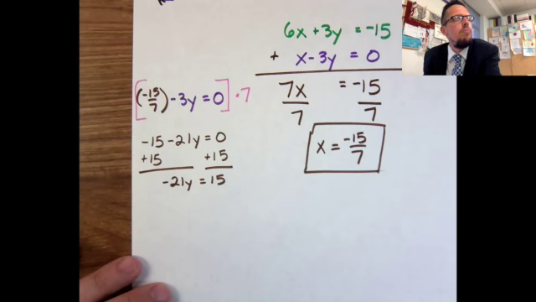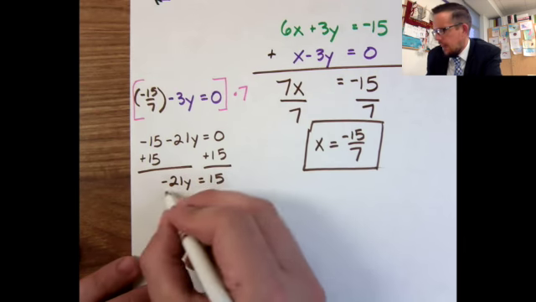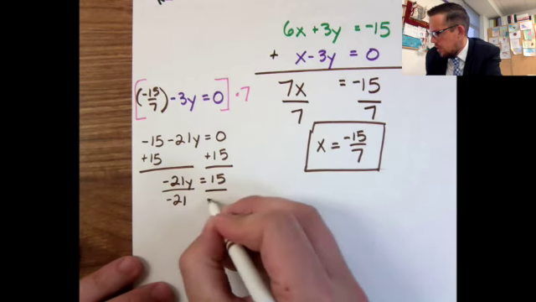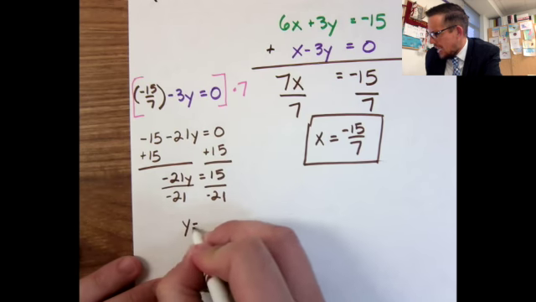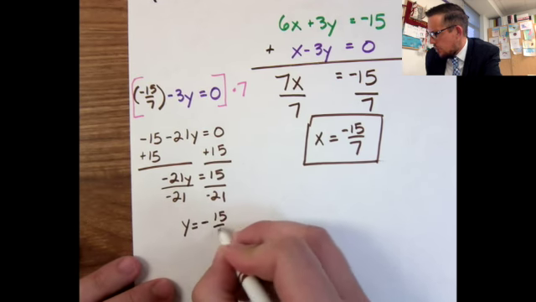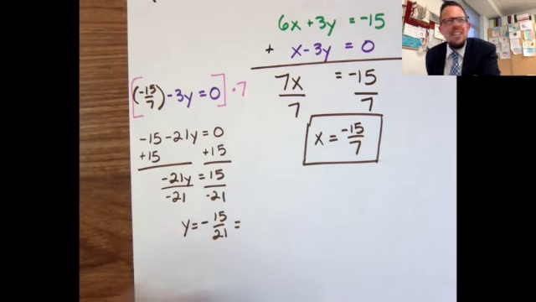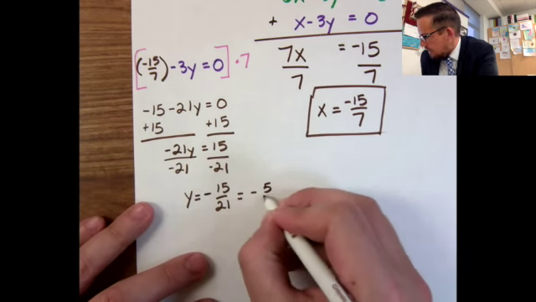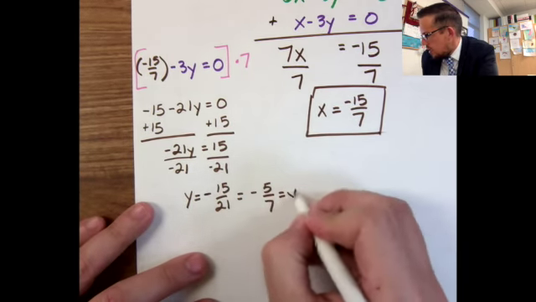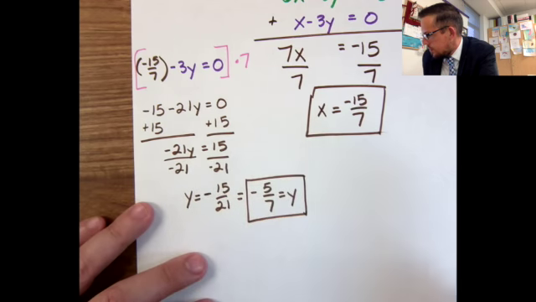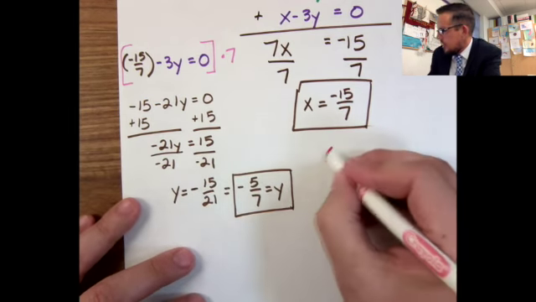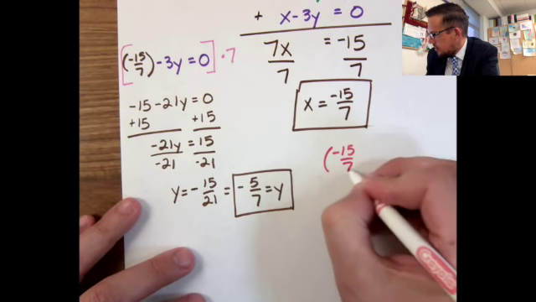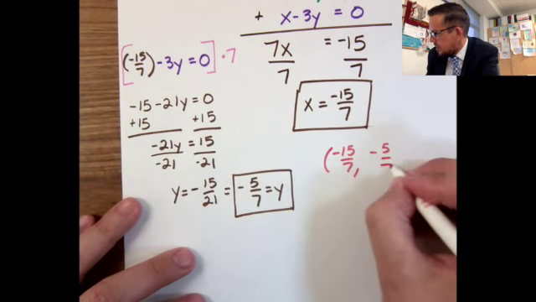Then what? Plus 21. I don't love that. Divide by negative 21. So y equals negative 15 21sts. But I feel like 15 21sts can reduce. They can both be divided by 3. So negative 5/7 is going to be my y. So my answer is x equals negative 15/7, y equals negative 5/7.